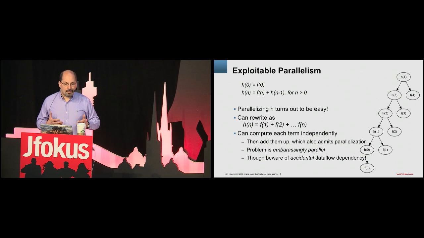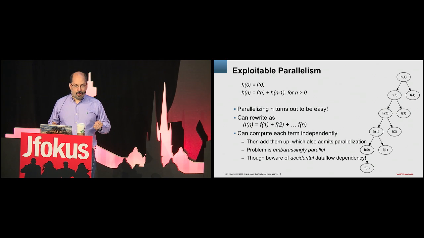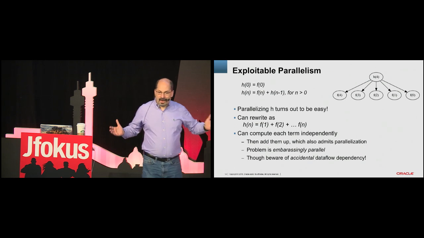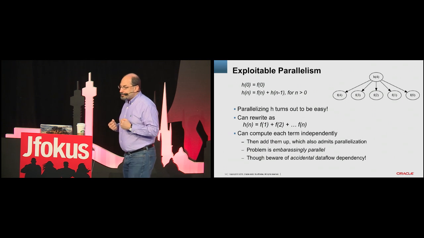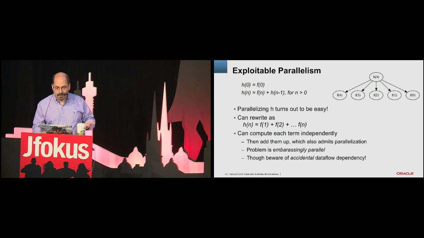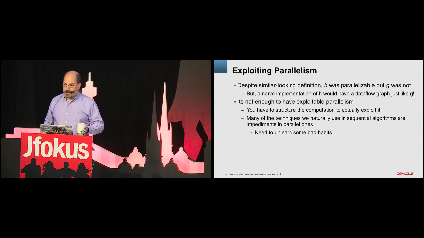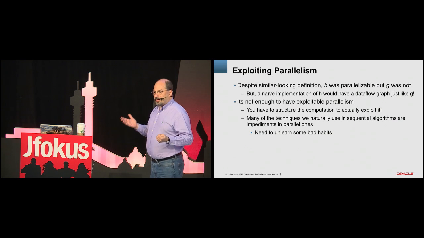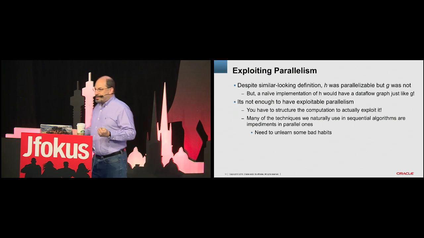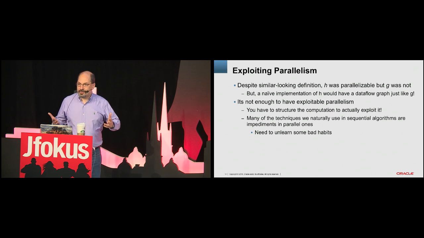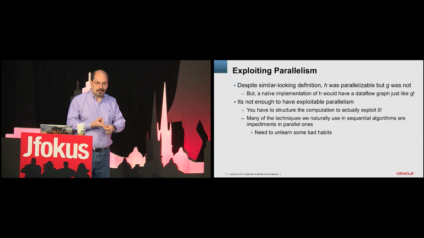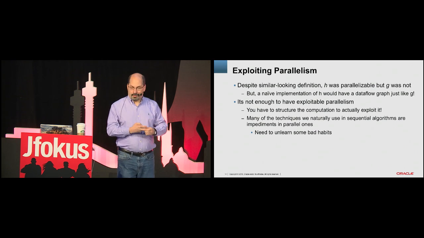So this is an example where we have an accidental data flow dependence, just because of how the program is written down. But if we rewrite it a little bit, we can get a data flow graph that looks like this and extract a lot of parallelism from this problem. So the point of this little example is some problems are parallelizable, some are not. But even if you have a parallelizable problem, you can easily implement it in such a way that your implementation will not be able to extract any parallelism. So you have to have exploitable parallelism. You have to actually exploit the parallelism. And those are two separate things.